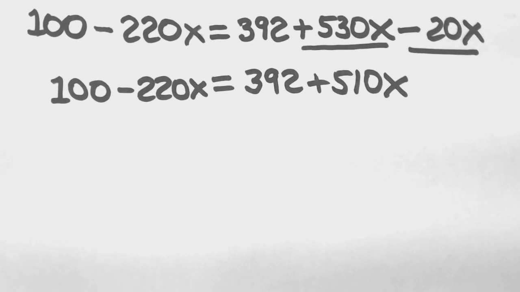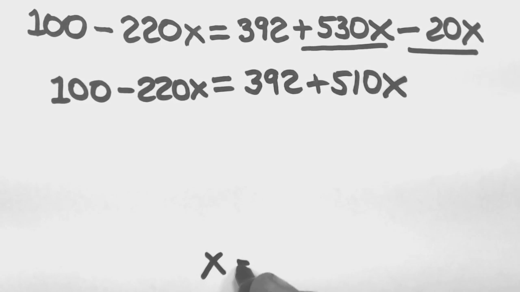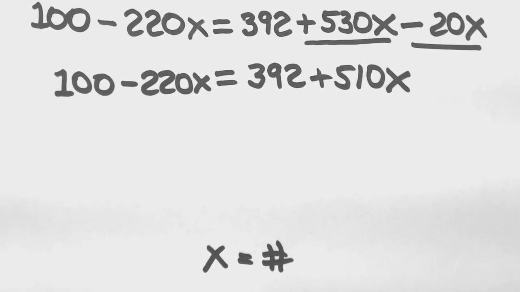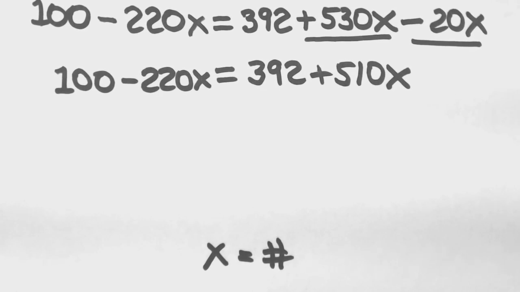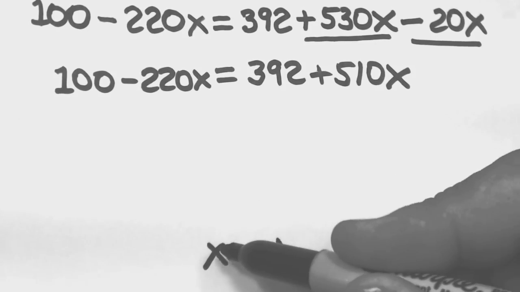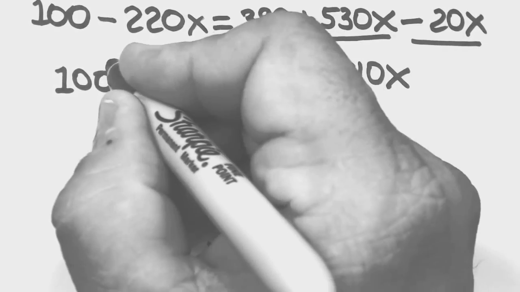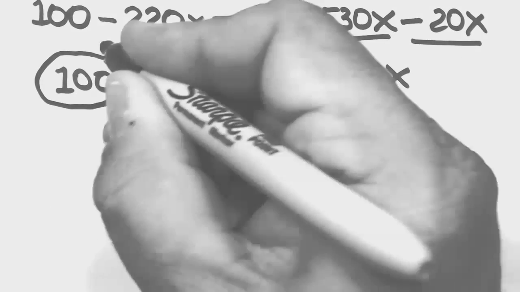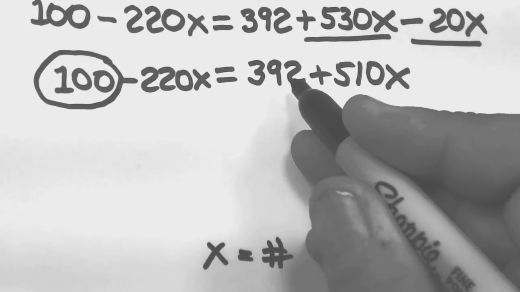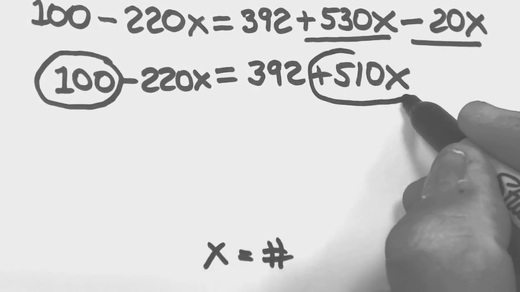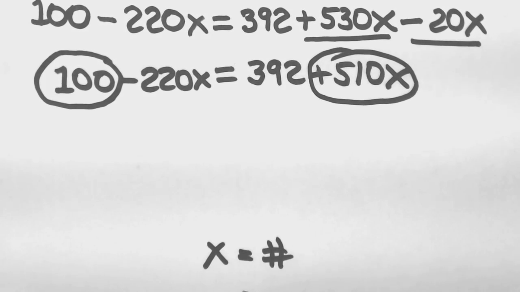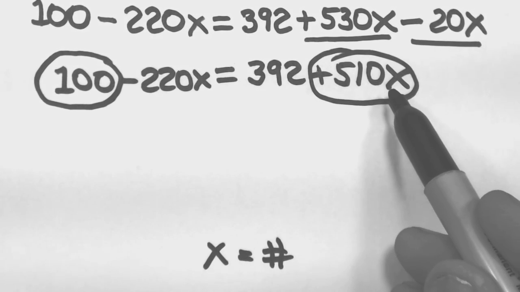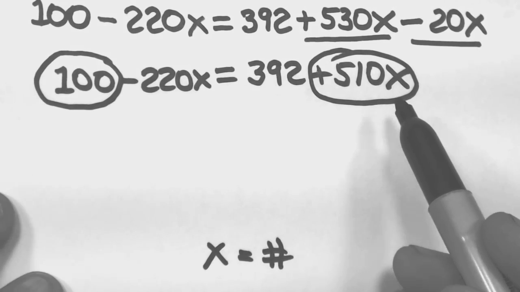Now it's time to start solving, and remember the first thing we do when we solve is remind ourselves what our goal is. x equals whatever number the answer is. And of course, why do we refer to this? It tells us who we have to move. We only want x's on the left, so the 100 has to move. We only want numbers on the right, so the positive 510x has to move. Okay, these are the 2 guys that are on the wrong sides. We need to move them.